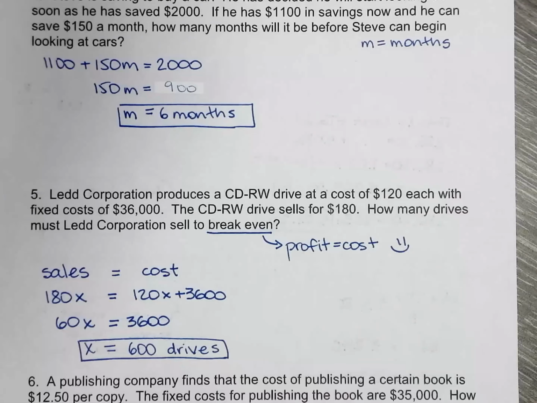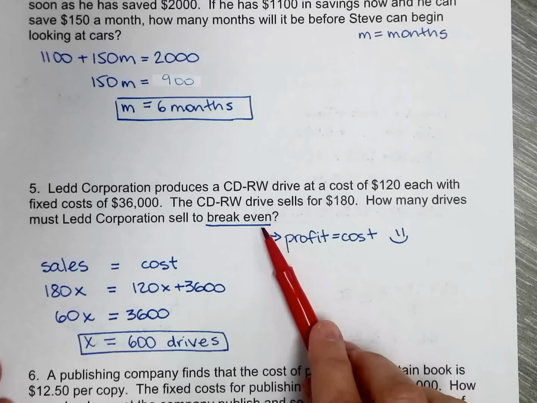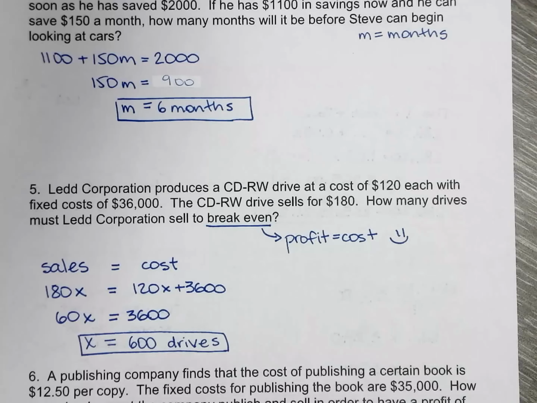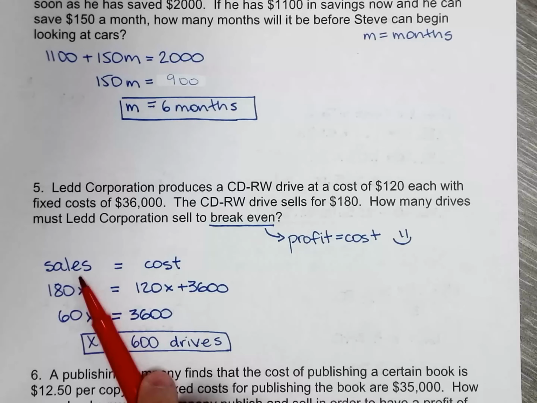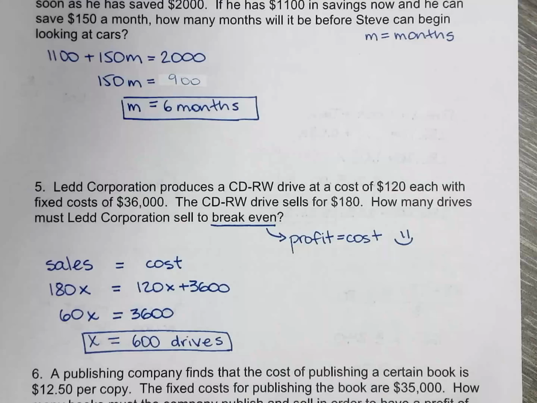LED Corporation produces a CD-ROM drive at a cost of $120 with a fixed cost of $36,000. The CD-ROM drive sells for $180. How many drives must LED Corporation sell to break even? What does it mean? Break even means the profits equal the costs. Here it doesn't say anything about profit, so when the sales equal cost, that's when we break even. Break even means you didn't make any money or lose any money either.